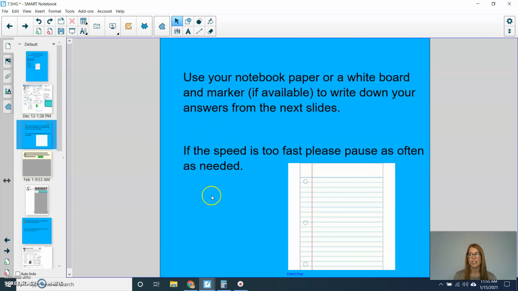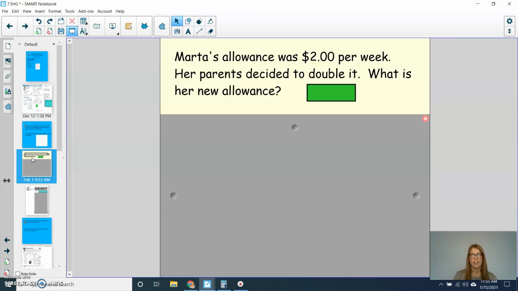If the speed is ever too fast, pause as often as needed. For our first question, Marta's allowance was $2 per week. Her parents decided to double it. What is her new allowance? Press pause and play when you have your answer written down. All right, second graders, I know that $2 doubling, like 2 plus 2, would bring me to $4.